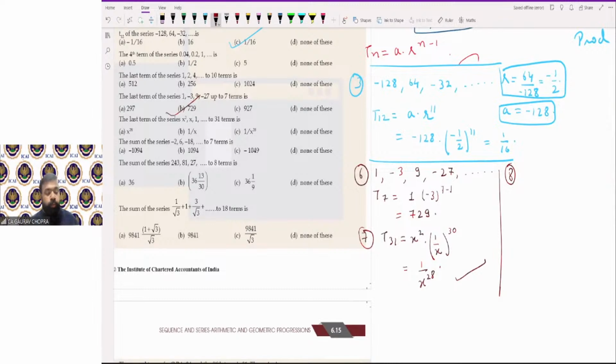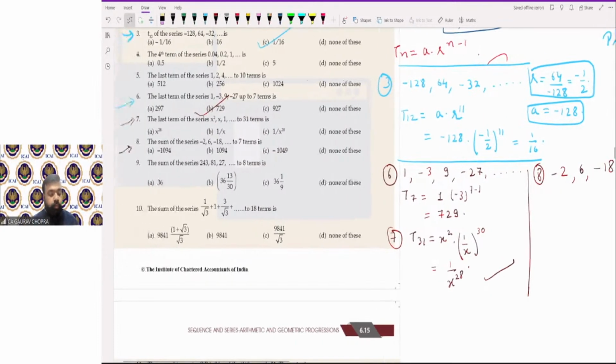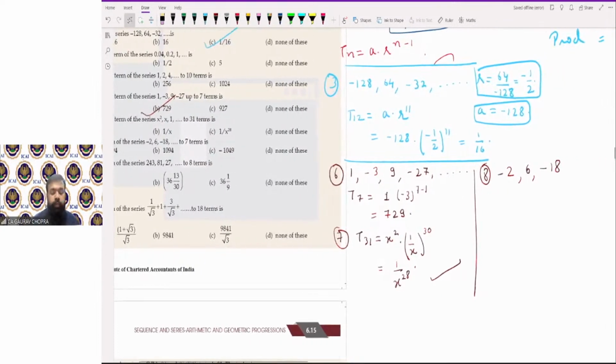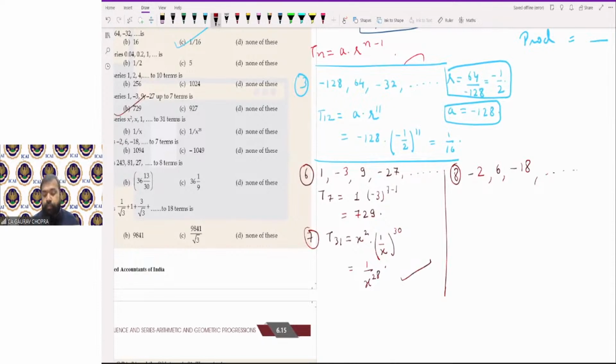तो सीरीज इज -2, 6, -18, and so on up to 7 terms. So this time you have to find out the sum. Now sum में कौन सा फॉर्मूला एप्लीकेबल होगा? So for that you have to calculate r. r कितना है? 6 upon minus 2, that is -3.